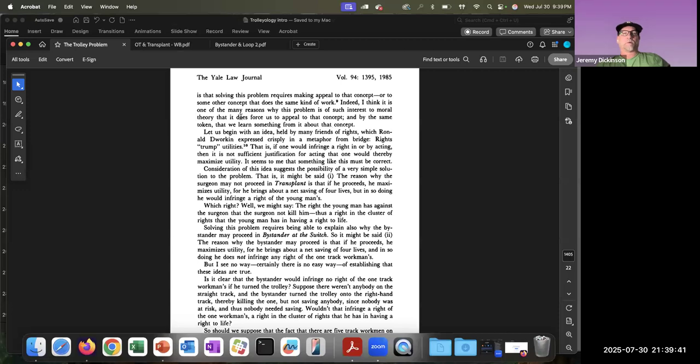And I think it is one of the main reasons why this trolley problem is of such interest to moral theory, moral philosophy, ethics: it does force us to appeal to the concept of rights. And by the same token, we learn something from it about that concept.